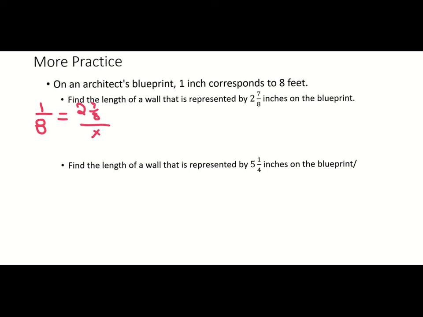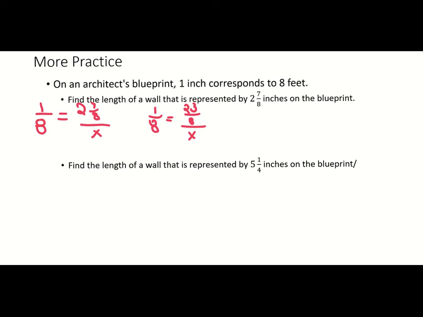Now, to properly do this, we don't want to work with a mixed number. We want to turn that into an improper fraction. So remember, take the whole number times the denominator. So 2 times 8 is 16. Add the 7, and we get 23. So I have 1 over 8 is equal to 23 over 8, and that'll be all over x.